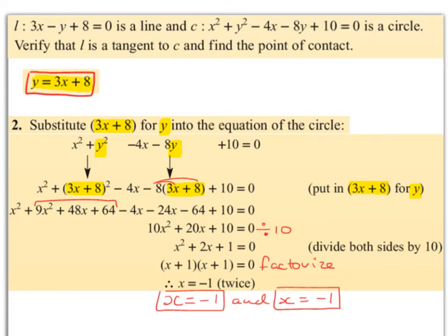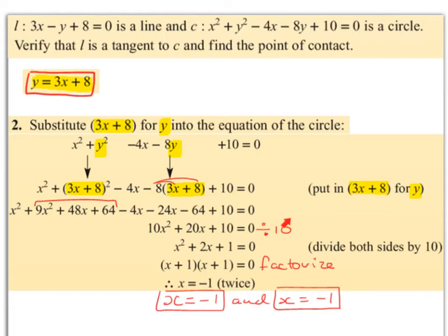Then we multiply out the brackets, but first of all we bring down the x squared. Then 3x plus 8 to be squared is the same thing as 3x plus 8 multiplied by 3x plus 8, and that gives us 9x squared plus 48x plus 64. We bring down the minus 4x, minus 8 by 3x is minus 24x, minus 8 by 8 is minus 64, bring down the plus 10 equal to 0. Then we simplify. So x squared plus 9x squared gives us 10x squared, 48x minus 4x minus 24x gives us 20x, and 64 minus 64 plus 10 gives us 10. So 10x squared plus 20x plus 10 is equal to 0.